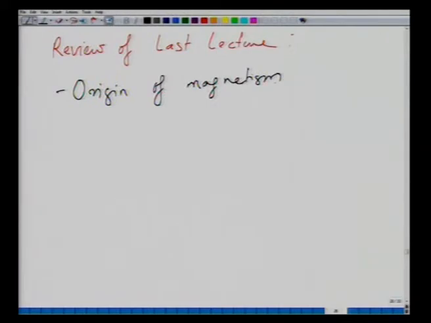and we saw that the origin of magnetism is essentially from three important contributions. One is the orbital magnetic moment, second is the spin magnetic moment, and third is the nuclear magnetic moment. Now, the nuclear magnetic moment contribution is often very small, so it is neglected in most of the quantitative exercises. And we looked at essentially two contributions.